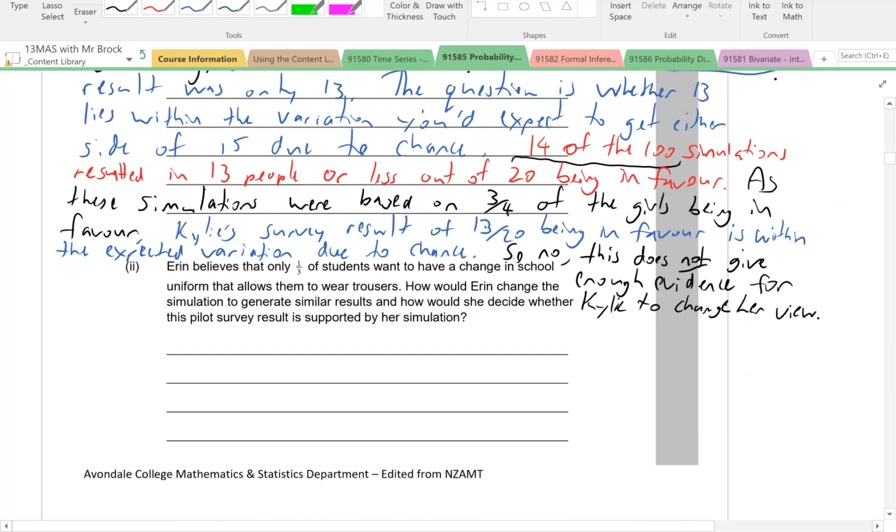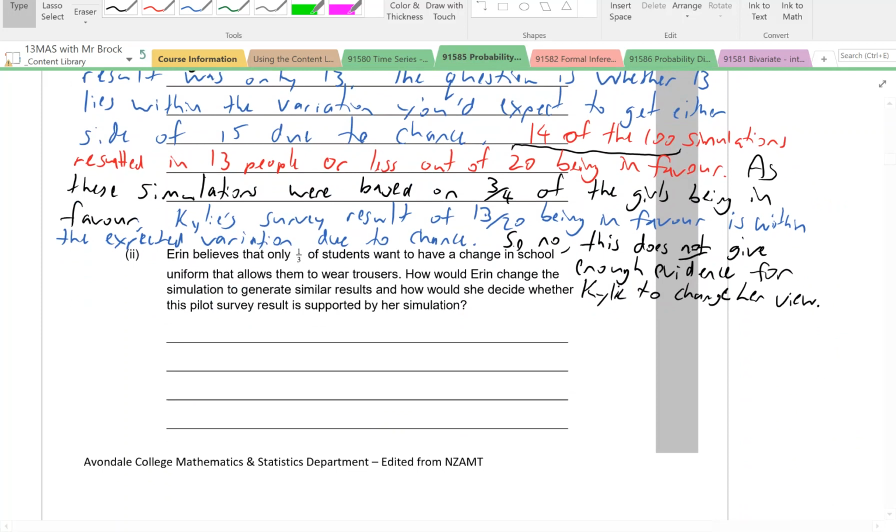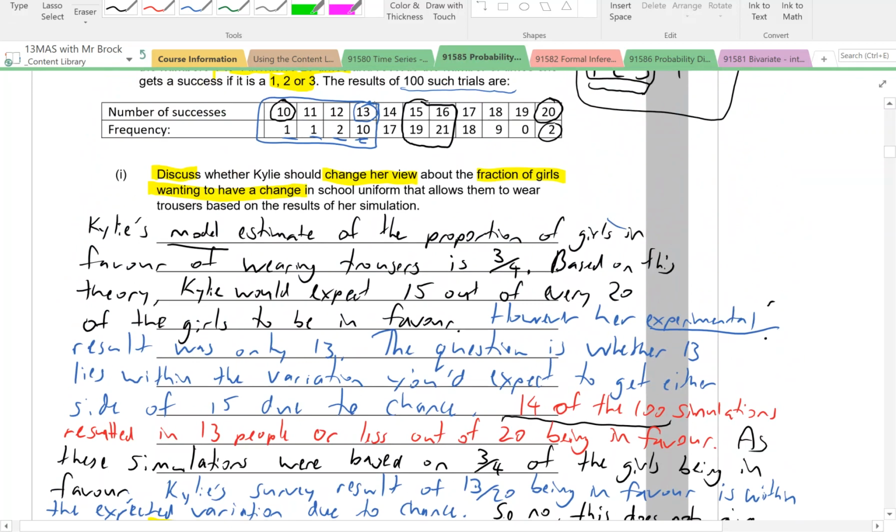Okay, part 2. Erin believes that only 1/3 of the students want to have a change in school uniform that allows them to wear trousers. How would Erin change the simulation to generate similar results, and how would she decide whether this pilot survey result is supported by her simulation? So, what's the difference between Erin's model and Kylie's model?